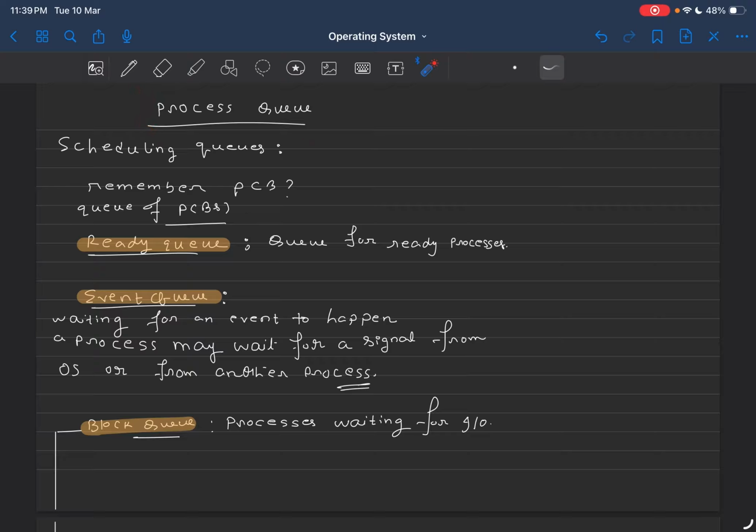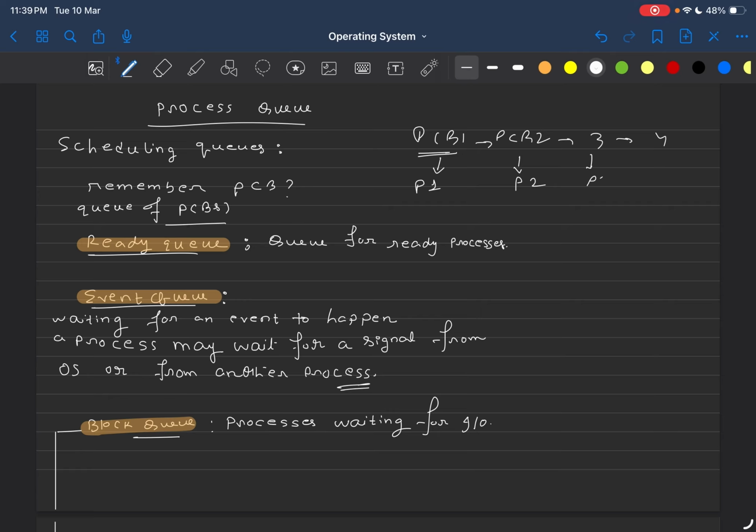Okay. So the moment I am saying process queue, it does not mean the operating system maintains a queue of processes. When I am saying a process queue, it means the operating system maintains a queue of process control blocks. And as I said, let's say this is PCB1, then PCB2, then 3, then 4, something like this. Every process control block identifies a process uniquely: process 2, then process 3, then process 4. So if I give you a queue of process control blocks, indirectly I have given you a queue of processes.